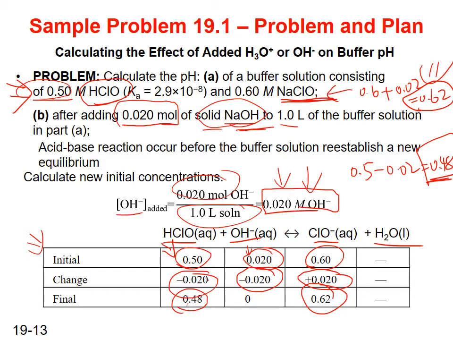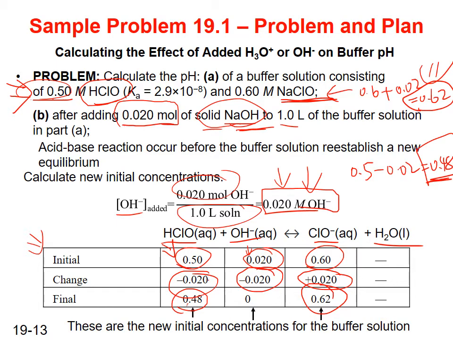All right, and also notice that this 0.48 and 0.62 are the new initial concentrations of the acid and the conjugate base in the buffer solution. In order to calculate the hydrogen ion in the buffer solution, we need to use these as initial concentrations and write the reaction table of the weak acid dissociation reaction, and then solve X just as we did before, and calculate the hydrogen ion and then calculate the pH for this buffer solution after hydroxide is added.